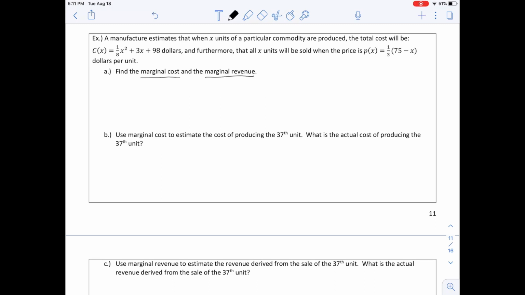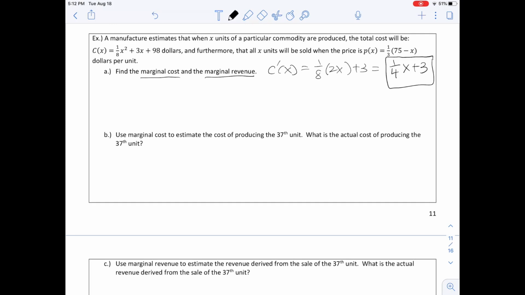So in order to find our marginal cost, we need to find C prime of X. And we have our C of X function there, our cost function, our total cost. So I just would have to take the derivative of this. And so taking the derivative, we have 1/8 times 2X plus 3, which would simplify to 1/4 X plus 3. And that would be our marginal cost function.